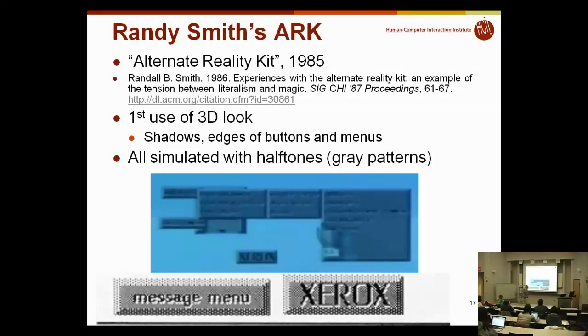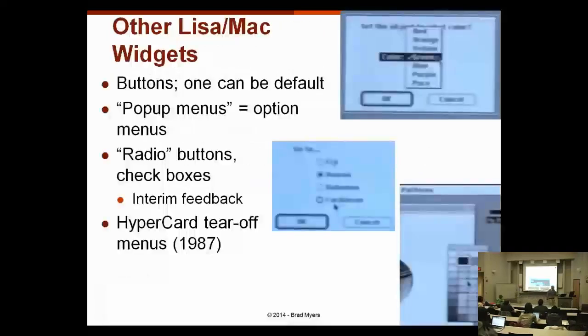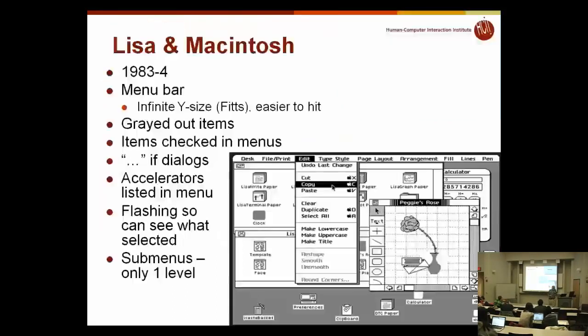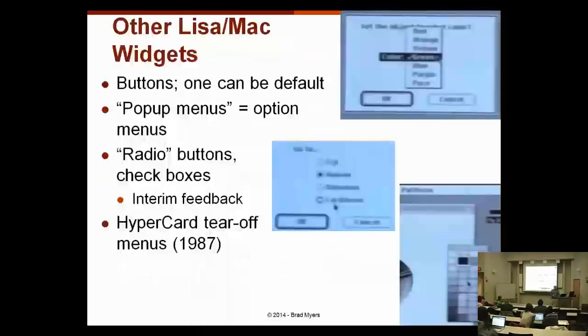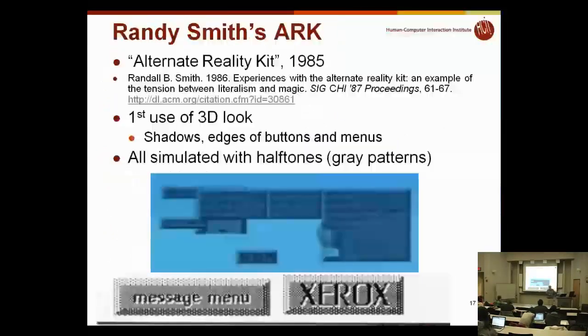If you think about all the previous systems we've looked at, they tried to be very clean and clear. In the Mac and the Lisa and the Star, there are decorative elements, but they're all very flat and simple. And so with the Alternate Reality Kit, Randy introduced this 3D look, which is surprisingly easy to do even with a monochrome screen like everybody was using at the time.